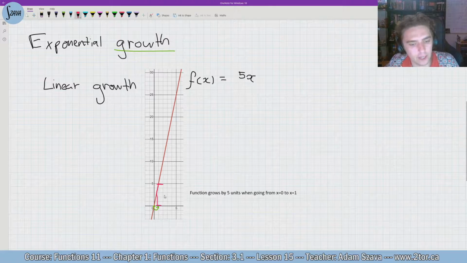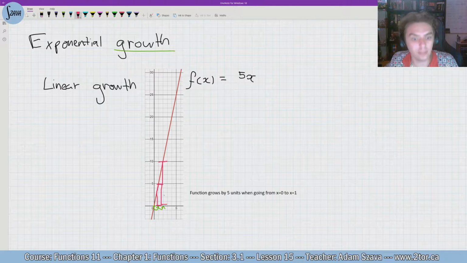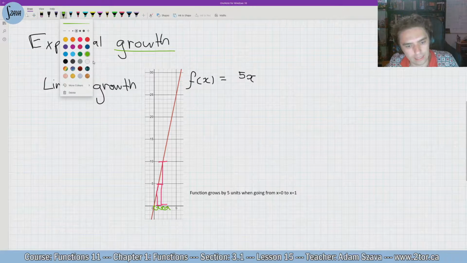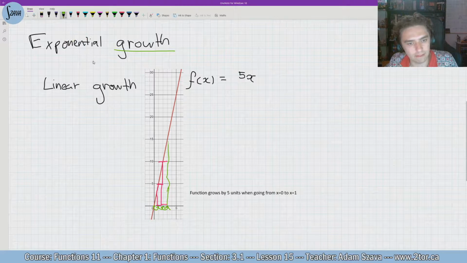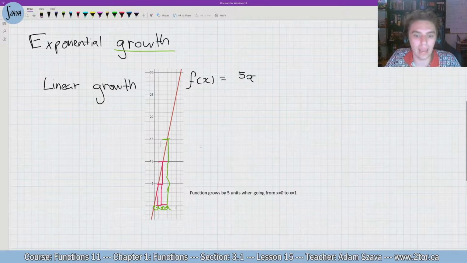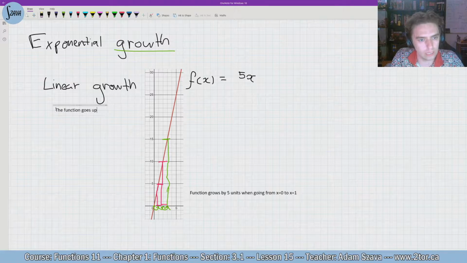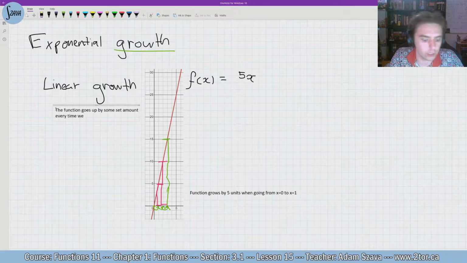Let's see if that happens again. If I go from x equals 1 to x equals 2, now it has a height of 10, which is another 5 units up. And then if I go another step, it's at 15 units, a height of 15 now. So it's going another 5 units up. So every time, linear growth is essentially that the function goes up by some set amount every time we increment the input values.